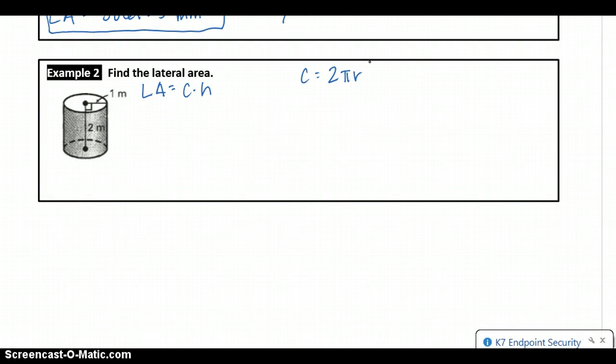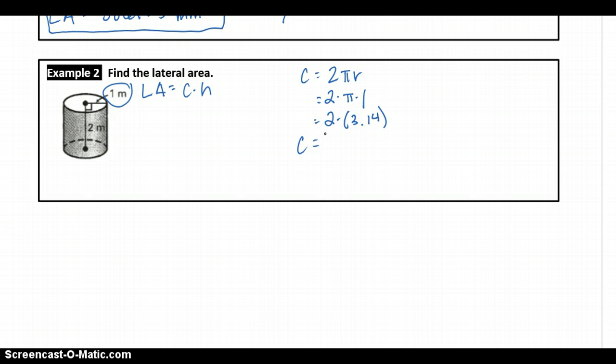Okay. What is our radius on this cylinder? It's on the picture. 1. So for r, we're going to plug in 1, because our radius is given to us as 1 meter. So we have 2 times pi times 1. You can just plug into your calculator 2 times 3.14. When we plug this in, we should get 6.28. Do you guys agree? Yeah.